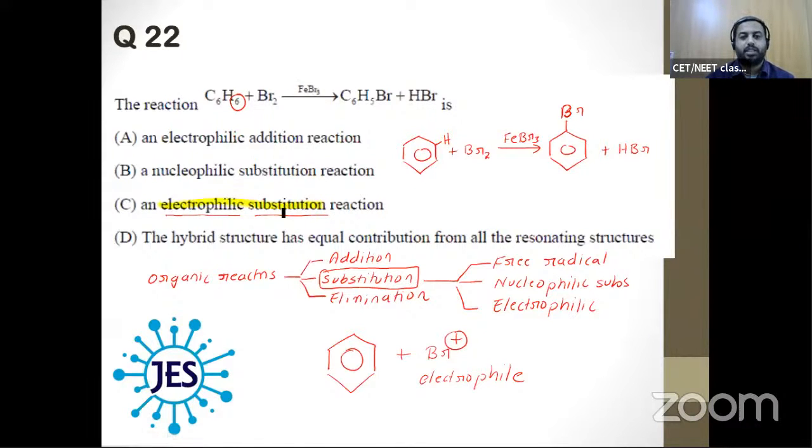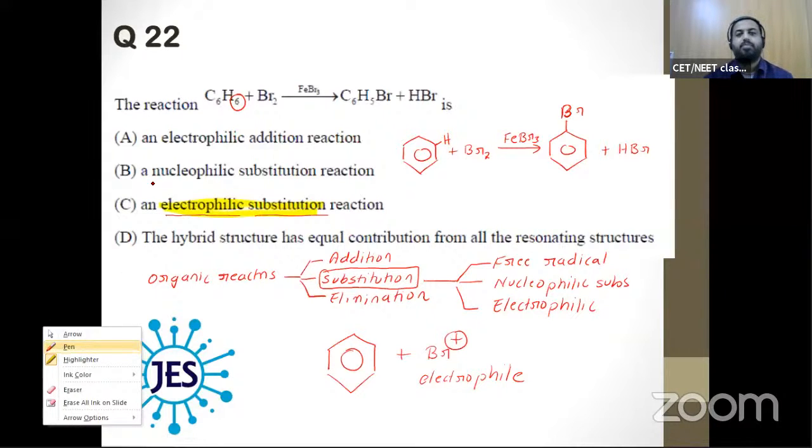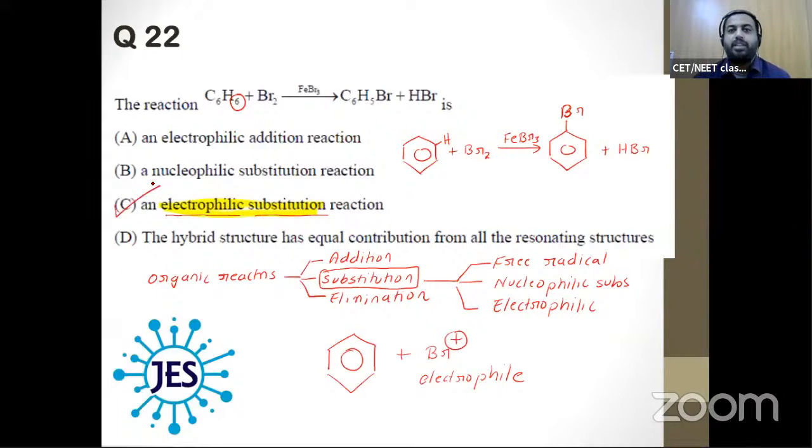Electrophilic substitution reaction. Yes, it is option A. Sorry, option C. Yes, with this we complete all questions related to electronic effects. Electronic effects mugitu. Now we'll go to the last section of this chapter, which is based on qualitative and quantitative analysis of an organic compound. Okay.